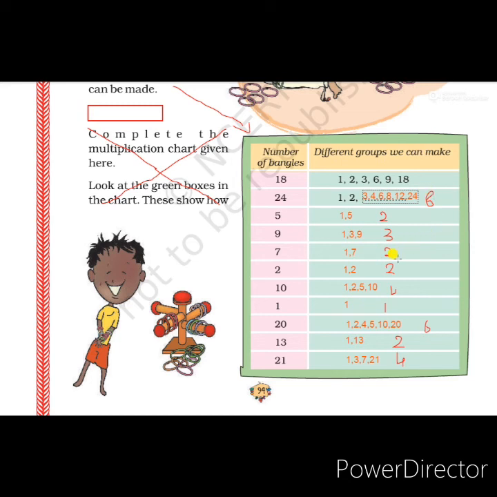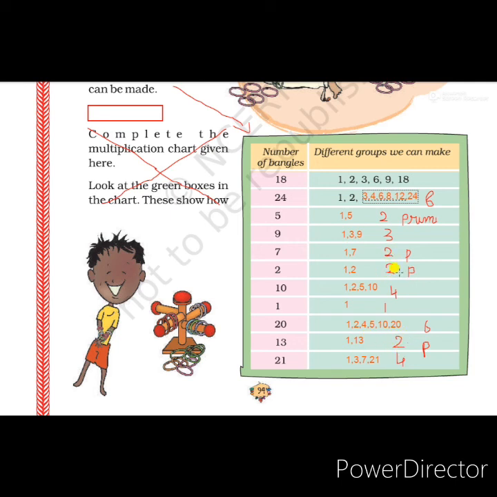So students, what are the numbers which have 2 factors? The numbers which have only 2 factors, we can say they are prime numbers. For example, here 5 has only 2 factors. 7 has 2 factors. 13 has 2 factors. 2 also has 2 factors. So 5, 7, 2, 13, these numbers we can say are prime numbers. The numbers which have only 2 factors are prime numbers.